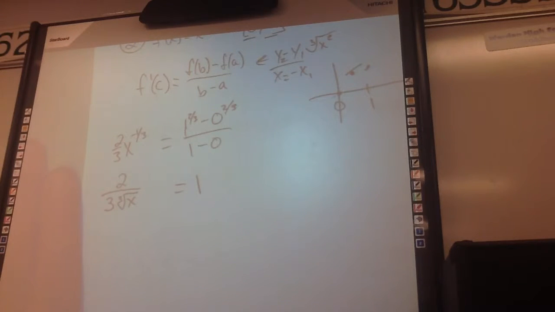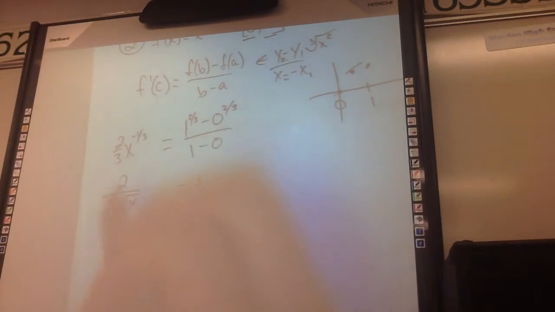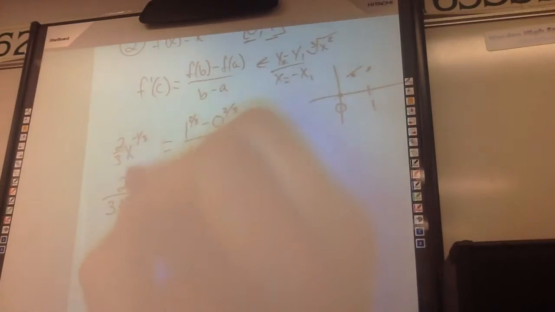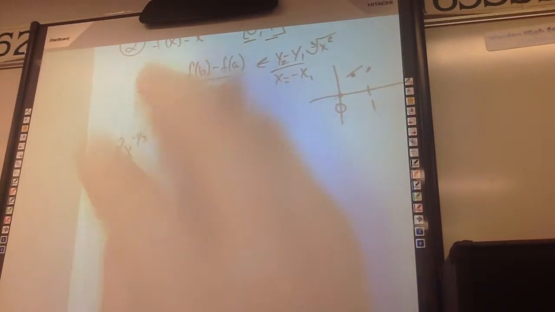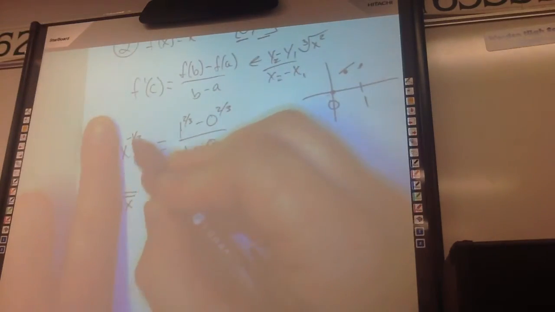Let's clean this up and see. Whenever you have a negative power, it moves to the other side. It moved up and becomes positive. That's why, right? Now you've got that's going to move to the bottom, right?